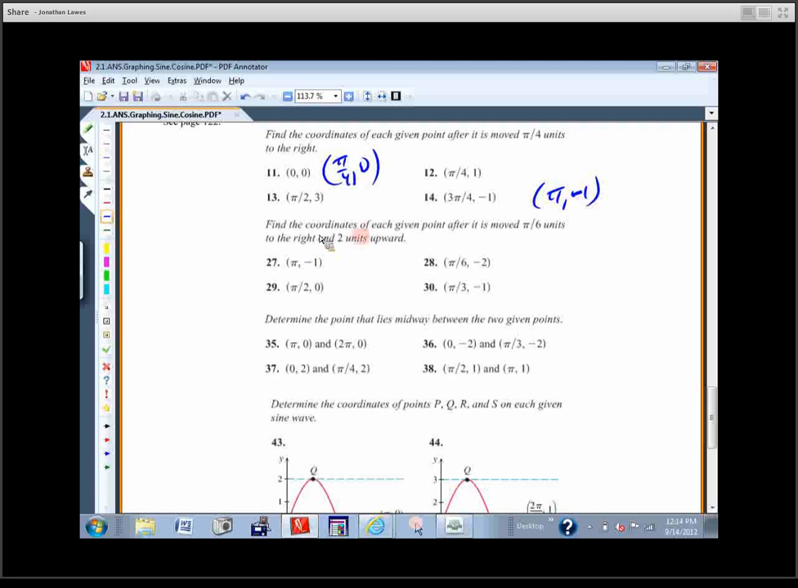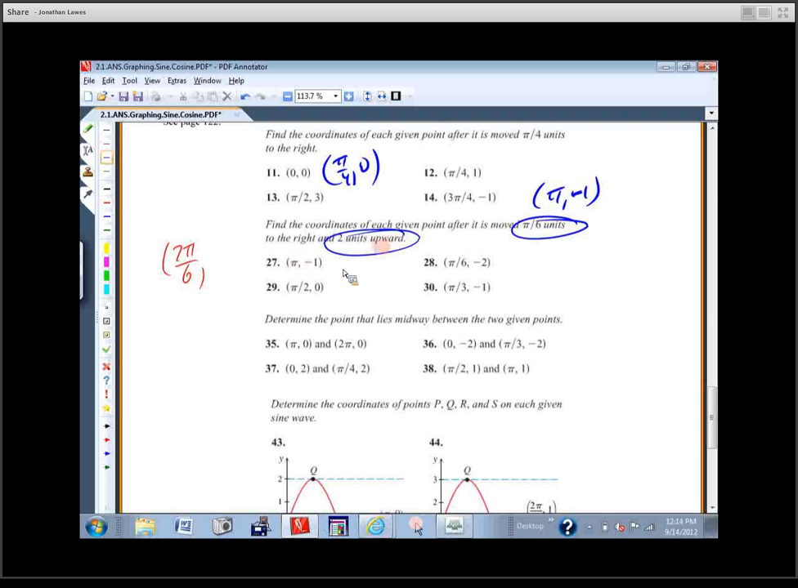This one says find the coordinates of each given point after it's moved pi 6 units to the right. A little tougher to work with pi 6 than it is to work with pi fourths, and 2 units upward. This is going to change the x coordinate. This is going to change the y coordinate. So if I take this one and I move it pi 6 to the right, I'd add pi 6. Right now this is 6 pi 6. See why you got to be good at working with fractions? This is going to be 7 pi 6, comma.